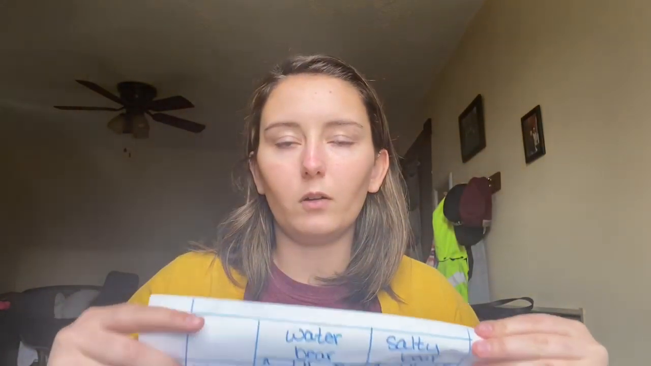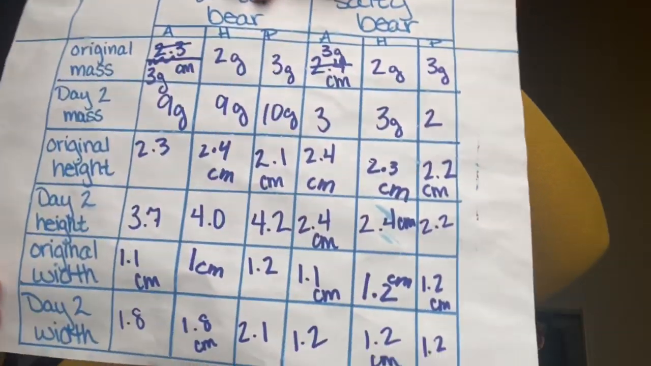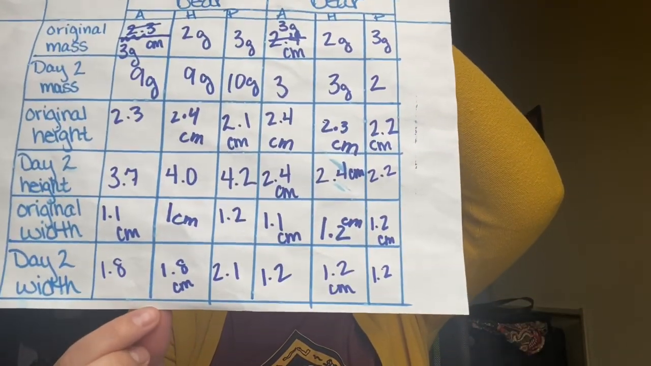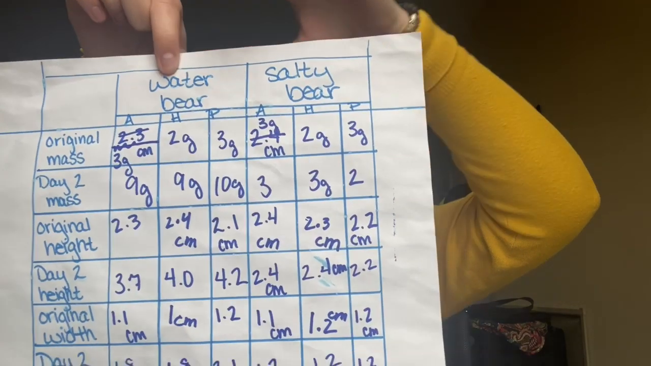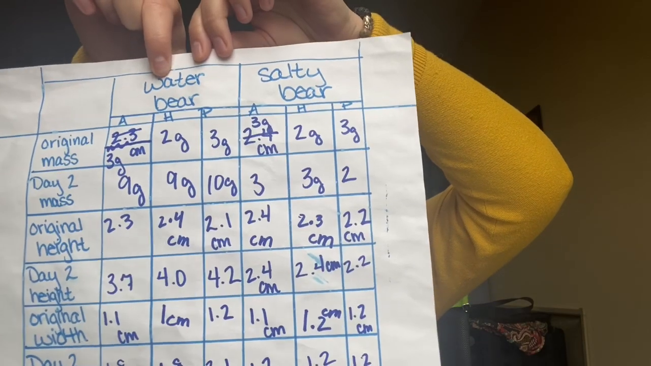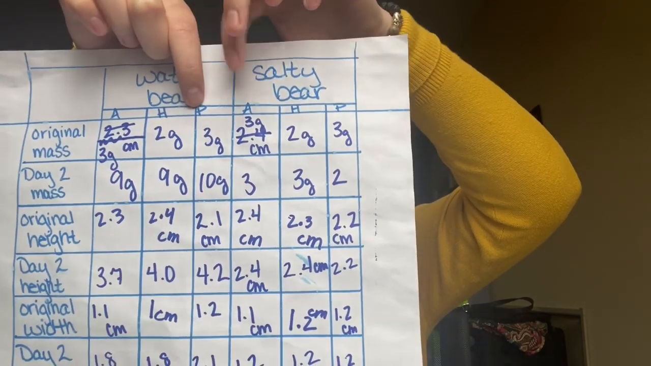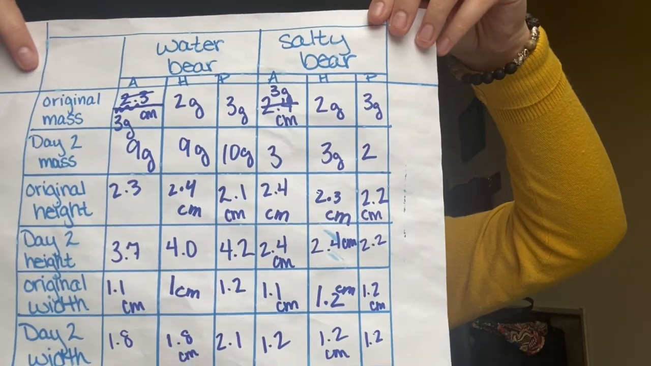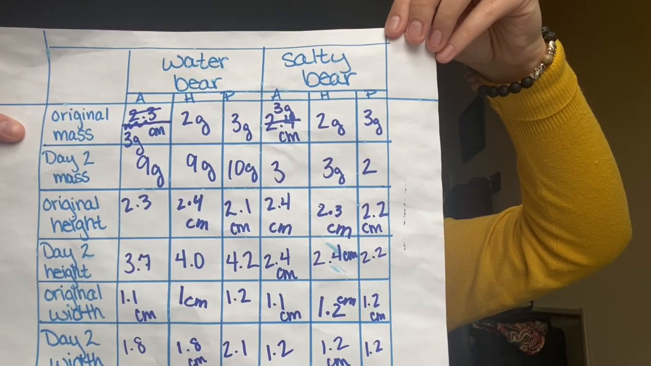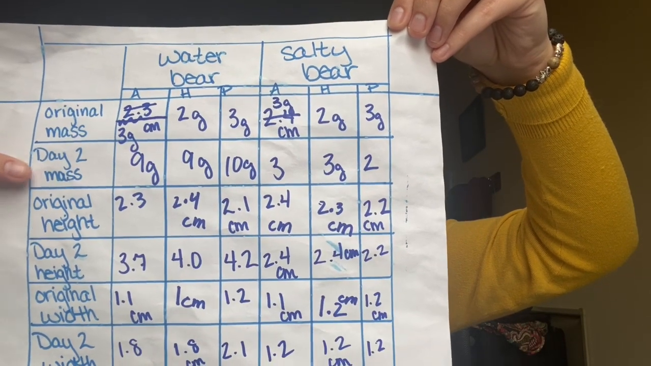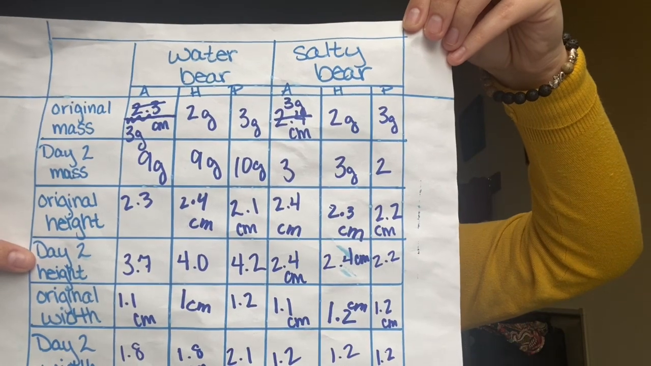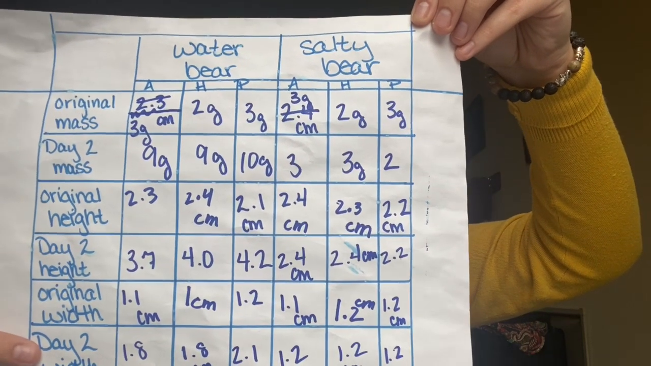Next, let's go over the data and calculations for this part. So my sheet got a little wet with all the gummy bear water around, but this is what my data table looks like. I went over it in the last video, but you can see I have a section for the water bears, the salty bears, and then I did this with my brothers. So each of us has a section, and I just used our initials. We also did mass because we had a scale with us. So I have the original mass, day 2 mass, original height, day 2 height, original width, and day 2 width.